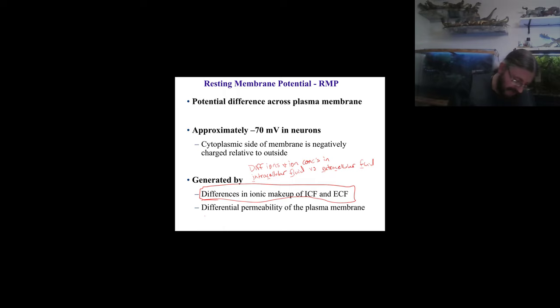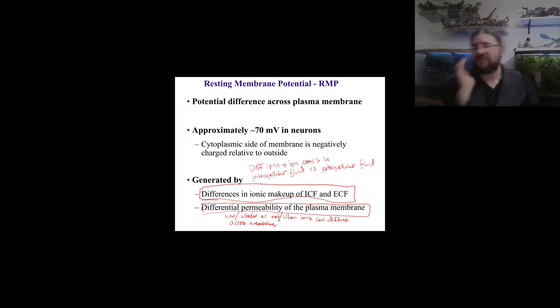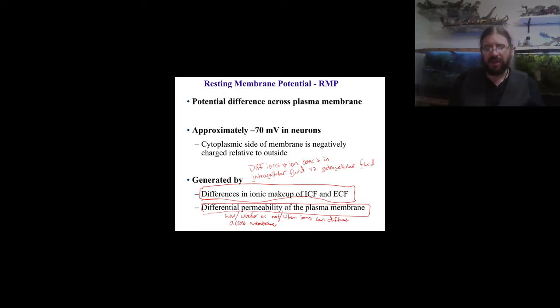And then we also have differential permeability of the plasma membrane. In other words, whether or not, or when ions can diffuse across the membrane. The membrane may be able to block some ions completely from flowing across the membrane. It may be able to regulate how easily ions flow across the membrane. If it has a lower permeability, the ion flow is slower, and so that will lend to a difference in charge.